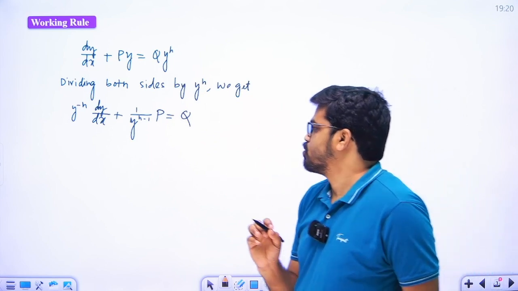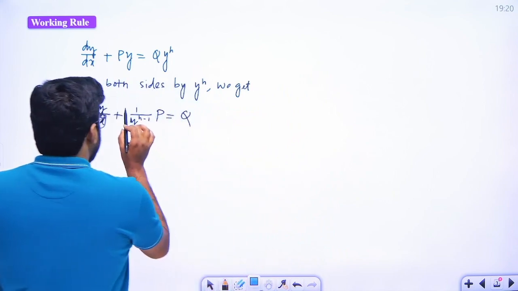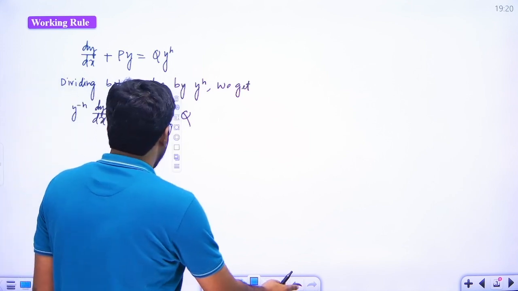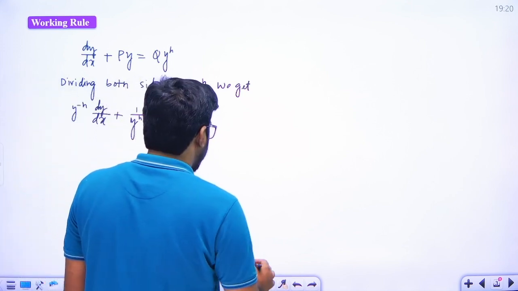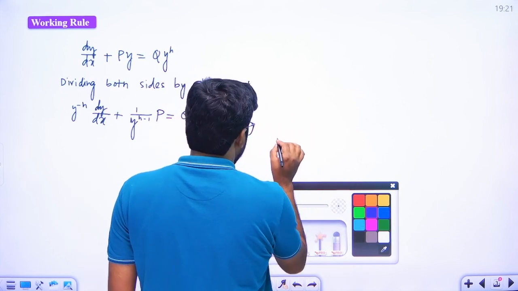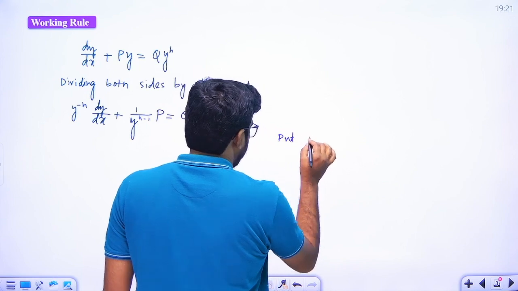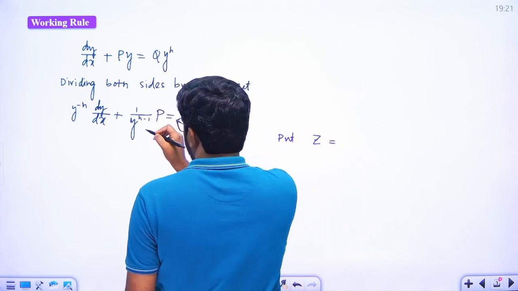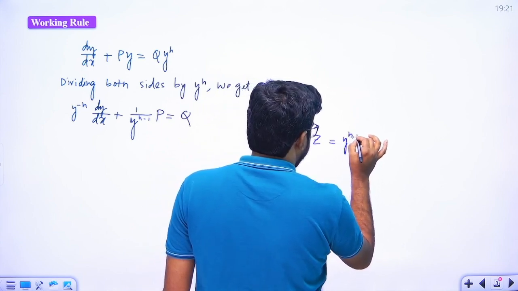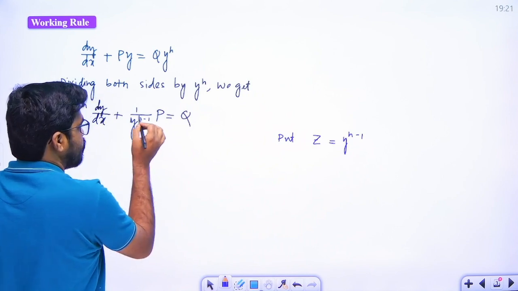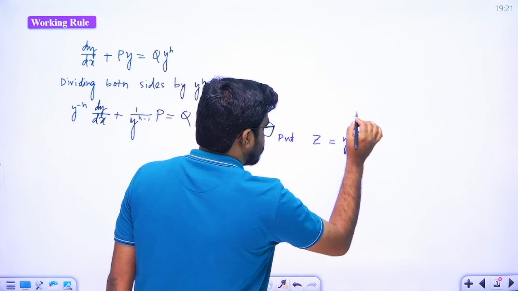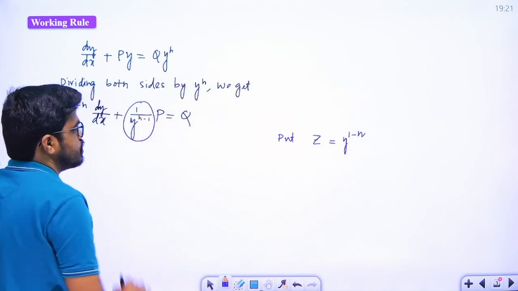Okay? Now what will I do? I will consider a function of y as z. So put z equal to 1 by y to the power n minus 1, that is, y to the power 1 minus n. So we put this as z.